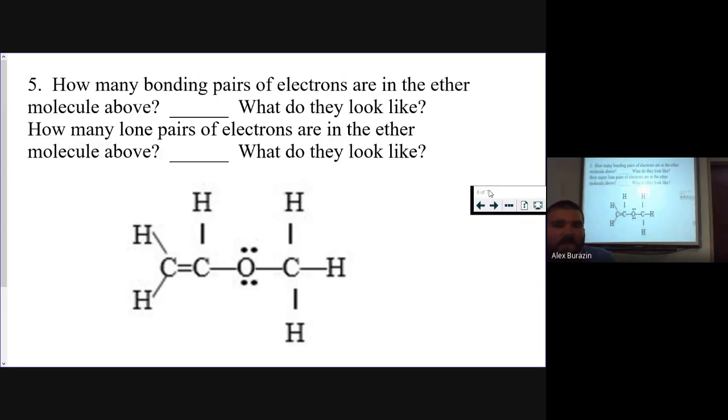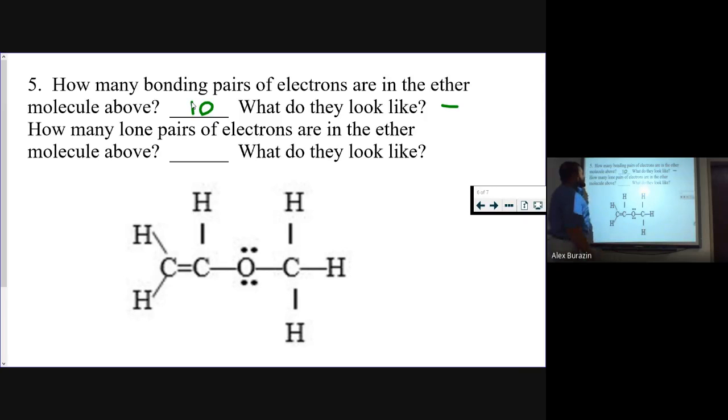All right. How many bonding pairs of electrons are in the ether? What do they look like? Well, let's count them up. Bonding pairs are the dashes, right? So 1, 2, 3, 4, 5, 6, 7, 8, 9, 10. I see 10 bonds. What do they look like? They look like this. They're a dash. Okay, up, down, angled, doesn't matter. 1 dash is 1 bond. Doesn't matter the direction that it's going.